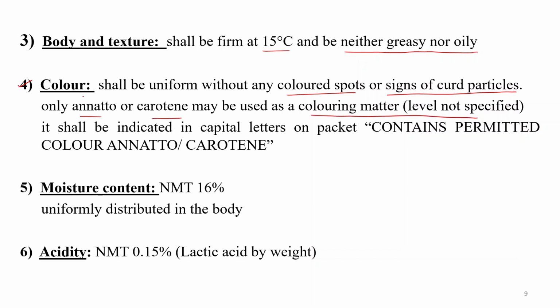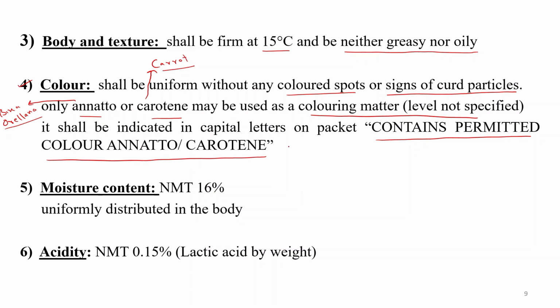Only annatto or carotene may be used as coloring matter. Annatto comes from Bixa orellana, which is a plant, and carotene comes from the carrot. It shall be indicated in capital letters on the packet that it contains permitted color annatto or carotene. Now moisture content should not be more than 16%, uniformly distributed in the body.